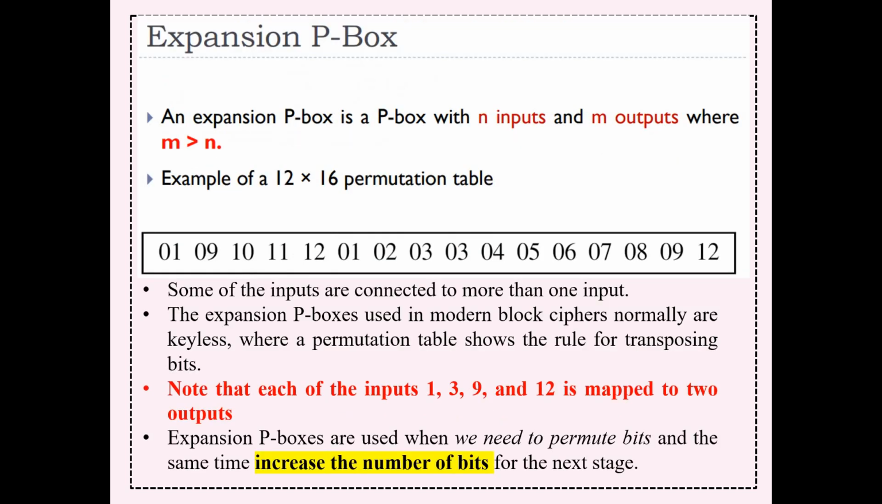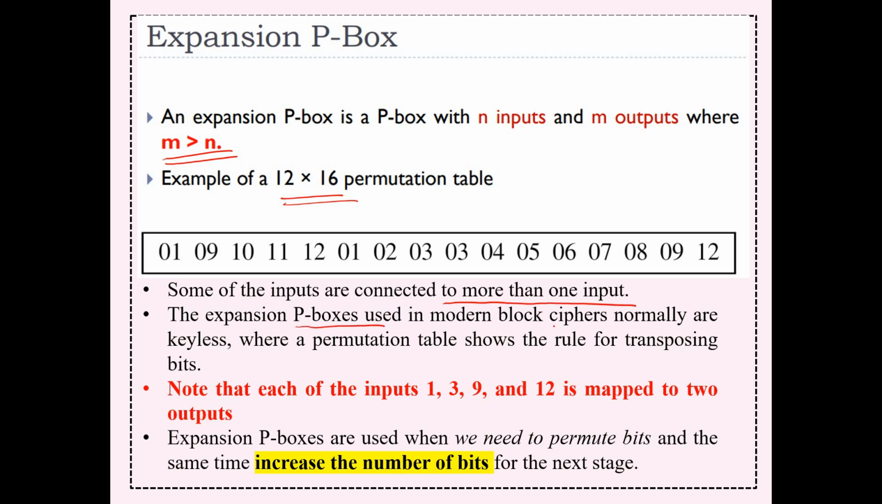this is another example. This is expansion. In fact, this is the expansion example. Here, if you see, the opposite thing is happening. M greater than N. So in this case, we have a 12 cross 16 permutation table. In that, you can see that there can be scenarios where there is multiple connectivity happening. Some of the inputs are connected to more than one output.